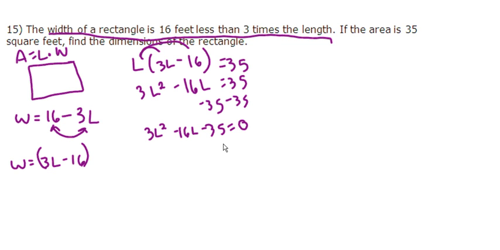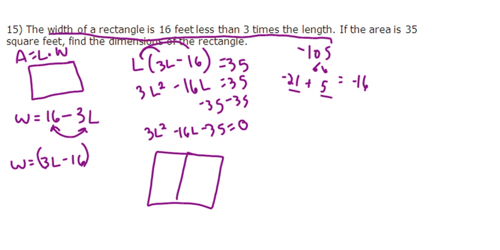There's no GCF, so I need to find something that multiplies to whatever 3 times negative 35 is, and that's negative 105, and adds to negative 16. Now that is negative 21 and positive 5. So I make the box. I have 3L squared, negative 21L, 5L, and negative 35.